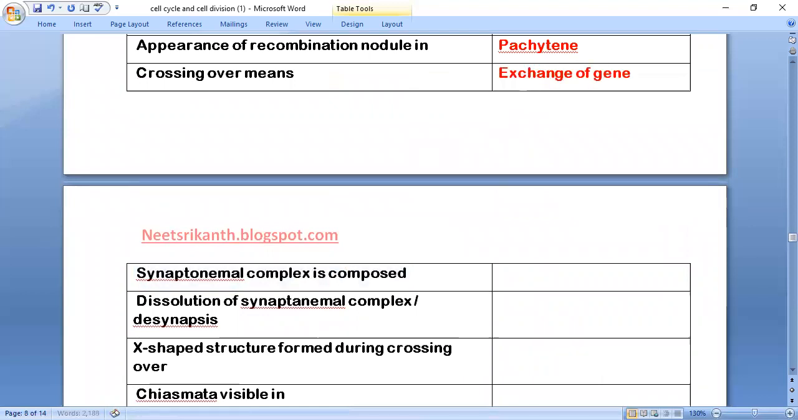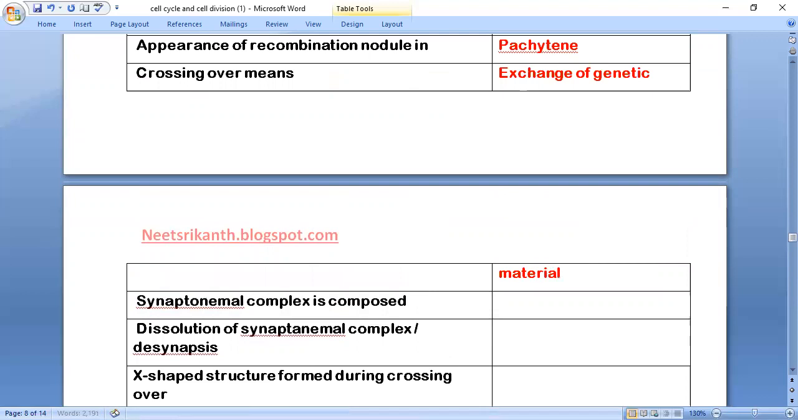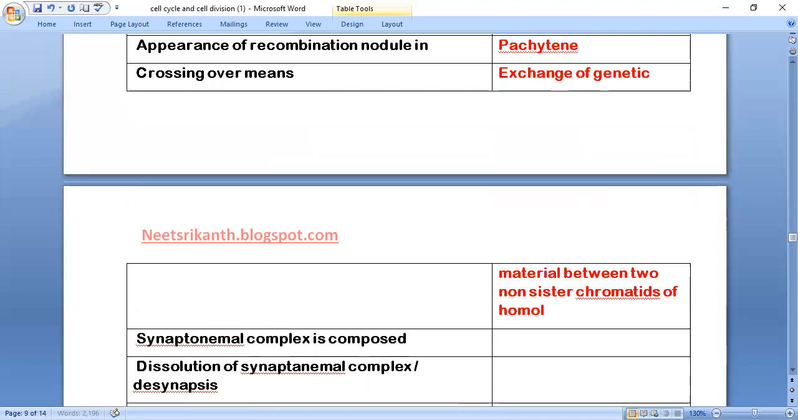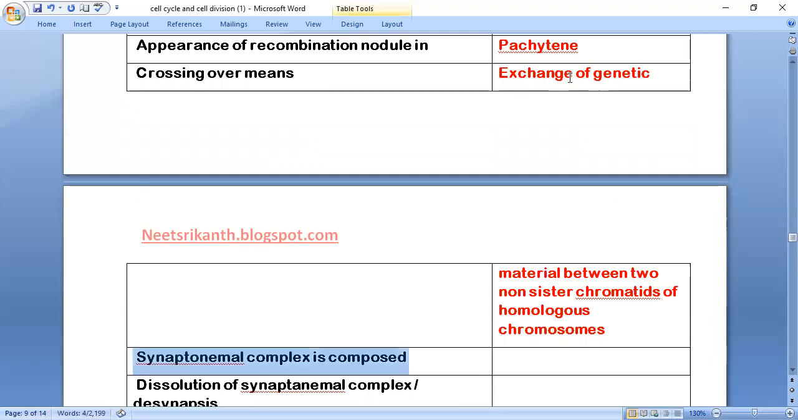Crossing over means the exchange of genetic material between two non-sister chromatids of homologous chromosomes.